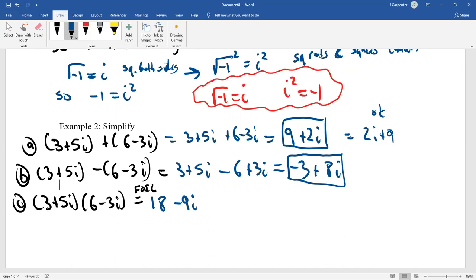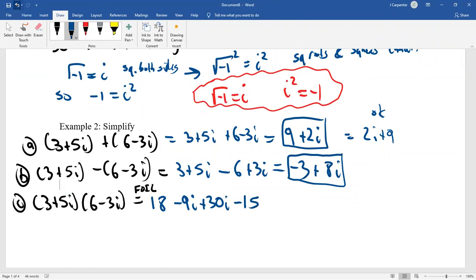Again, those i's are acting just like x's essentially, but they're not variables. Then the inner would be the 5i times the 6. 5 times 6 is 30, so that's a plus 30i. Then the last would be the 5i times the negative 3i. 5 times negative 3 is negative 15.